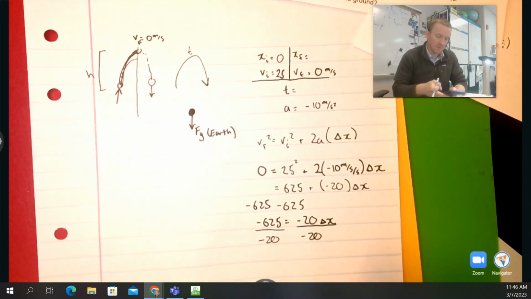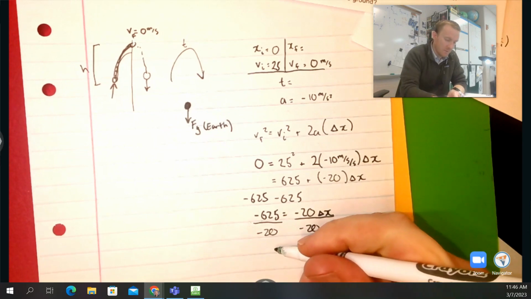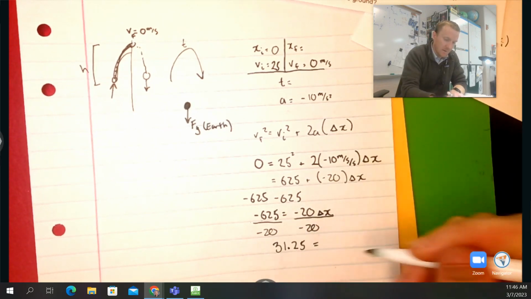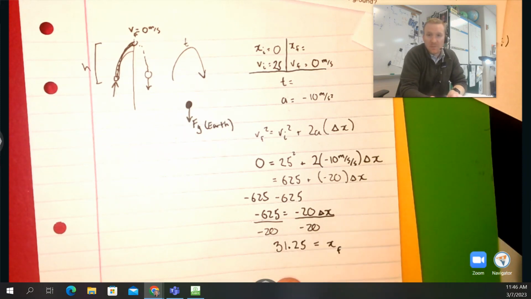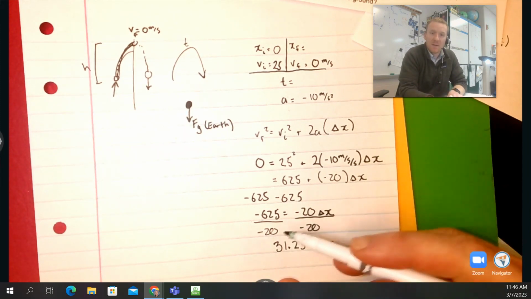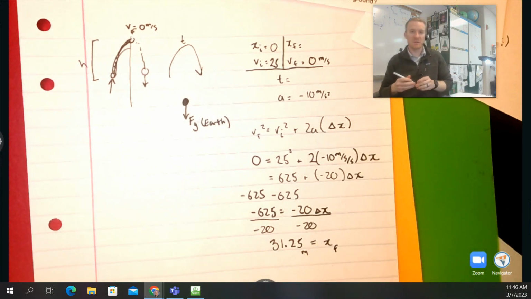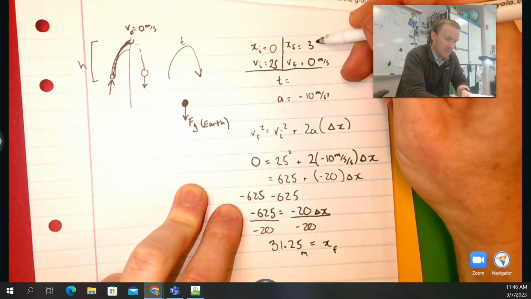Okay, and so 625 divided by 20, we're getting 31.25. Okay, and that's going to be equal to our change of position. In other words, our final position, right? Because we start at 0, we have a change of 31.25 meters. That's the overall change of position. So that is going to be our maximum height.